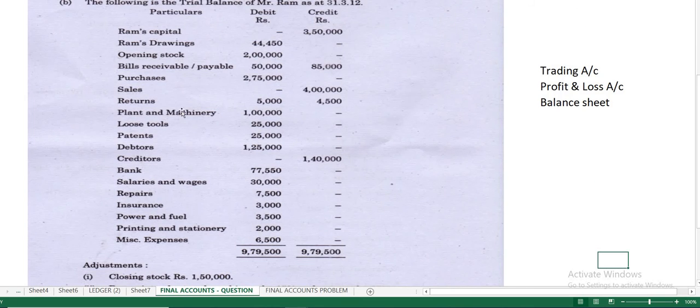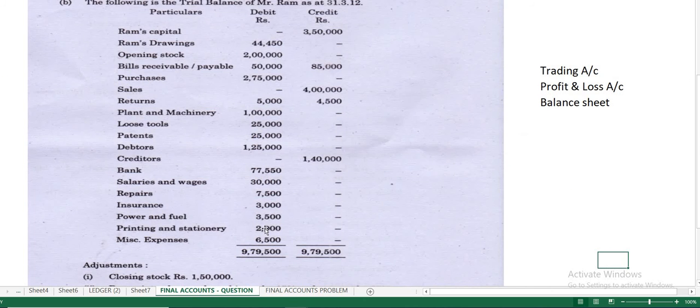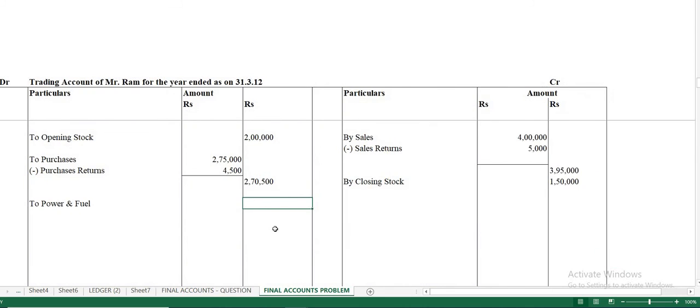Okay, so if you see all the items, it will not be power and fuel only, I think so, it will come under the trading account. So power and fuel you have to put under the trading account. Power and fuel will come under the trading account debit side. It is an expense. So its amount is 3,500. So 3,500 you just show here. Okay, so give everything in the order, then only it will be easy for your calculation.